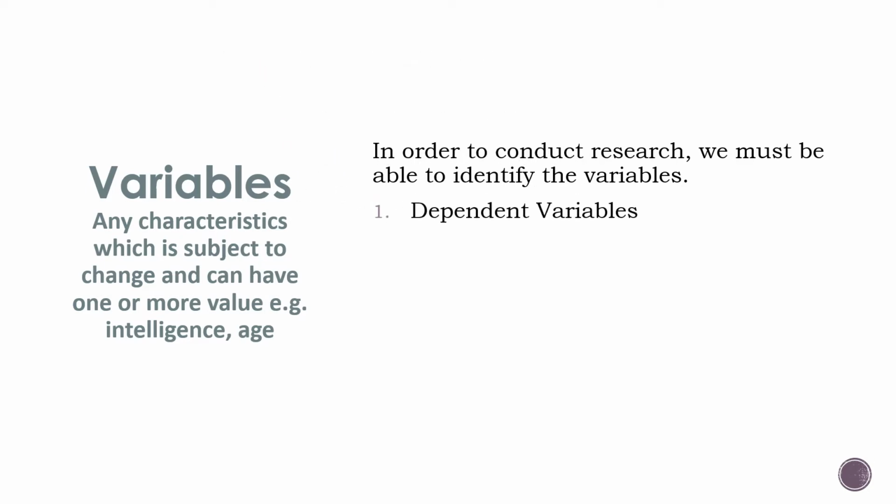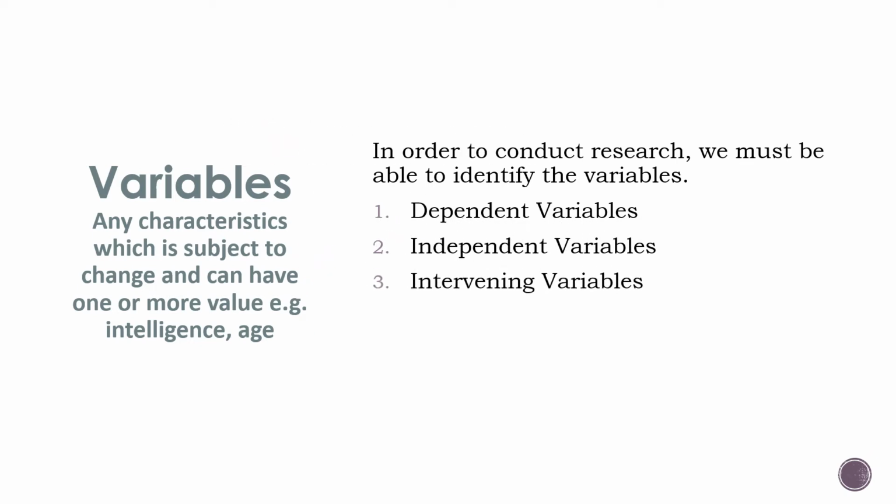Variables are any characteristic which is subject to change and can have one or more values. Examples are intelligence, age, temperature, and many others. In order to conduct our research, we must be able to identify the variables. These variables include dependent, independent, intervening, controlled, and extraneous variables.